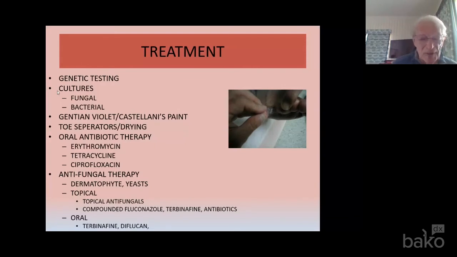We then want to do what we think is appropriate in any particular patient in terms of drying. Castellani's paint and gentian violet are certainly options that we apply in the office while the patient is there. Again, drying techniques, whatever you think is appropriate for that patient, toe separator padding, reduction of edema is very important. Appropriate antibiotic therapy, whether it's erythromycin or tetracycline or Cipro for Pseudomonas. And again, we can do these topically also.